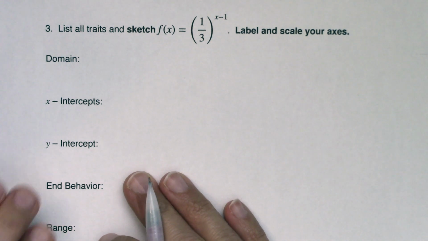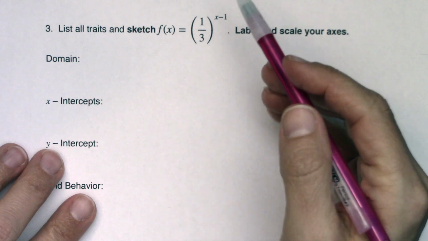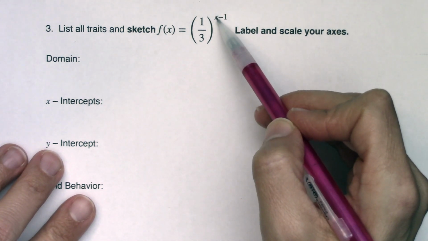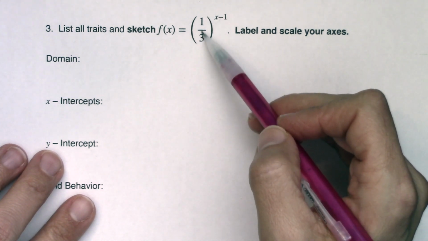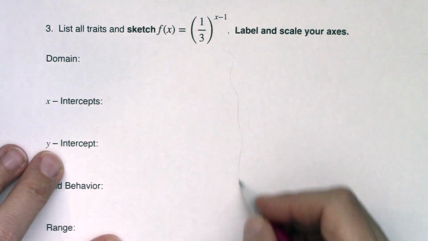Folks, welcome to our last free response. This time we're going to graph an exponential function. And I can see it's exponential because the variable is up here in the exponent. Right? I've got a base of 1/3, so I've got some exponential decay. And I say decay because this number is less than 1. So let's just start picking these apart.